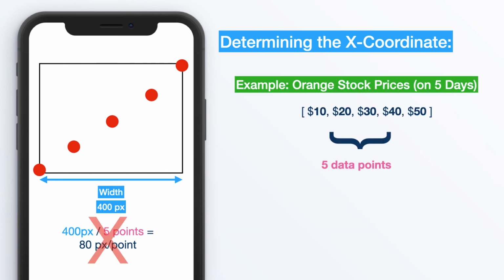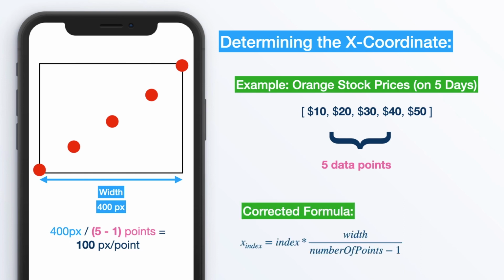It turns out it doesn't make sense to divide it by 5 points, but we should rather divide it by 5 minus 1 points. So in general, the number of data points minus 1, and that would actually give us the right distance between these points, so we can determine the x-coordinate for each of these. So with that in mind, we already can use a similar formula. So the corrected formula looks like this. We take the index and then we multiply it by the width divided by the number of points minus 1.